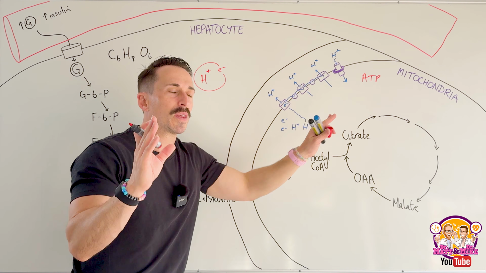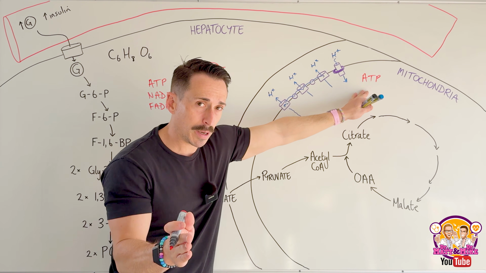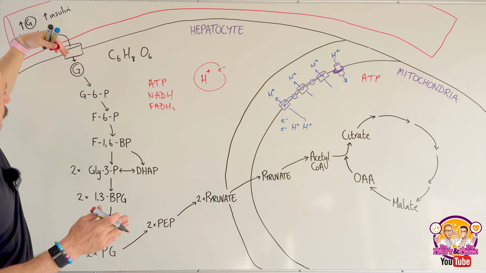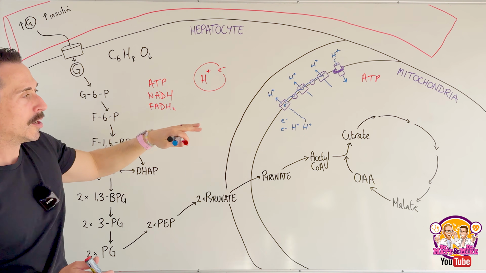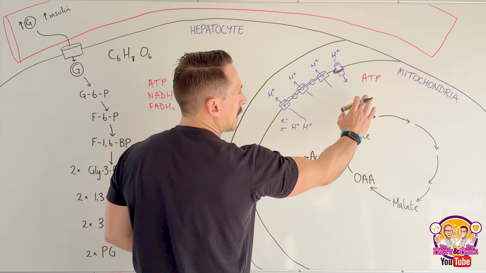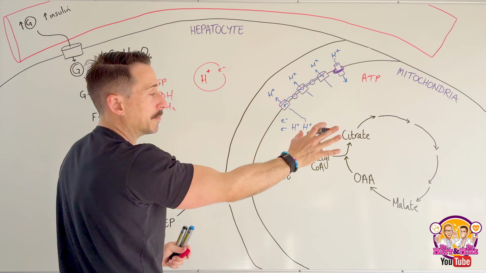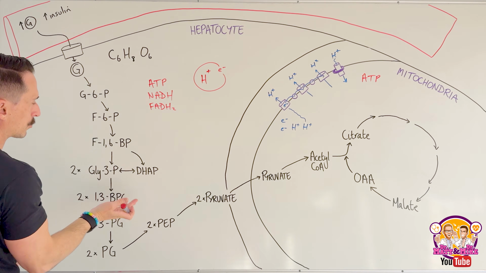But the thing is, once you've made enough ATP, but you've still got high blood glucose and the glucose is coming in, what happens is this thing that says, hey, don't make any more ATP. And it says stop, stop, stop.